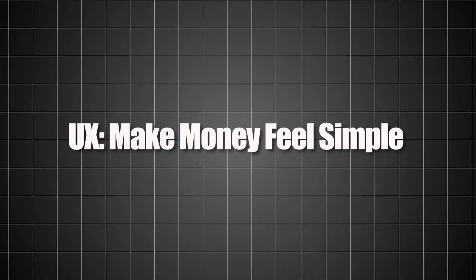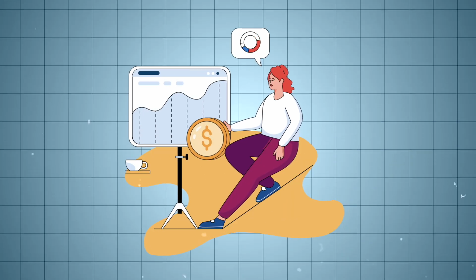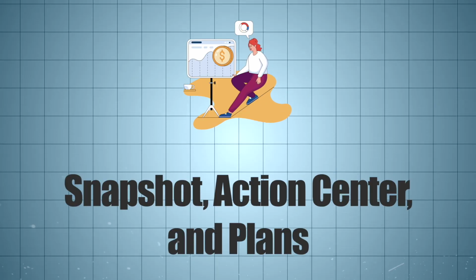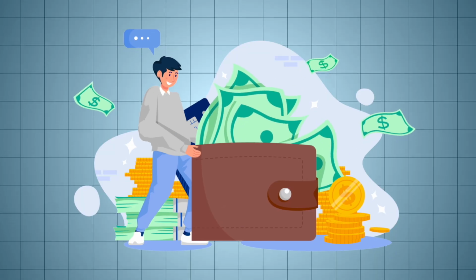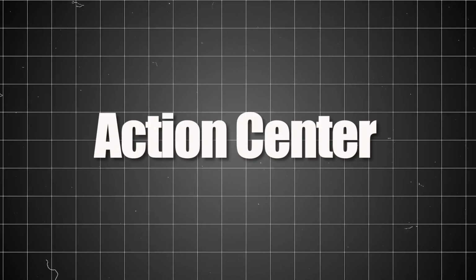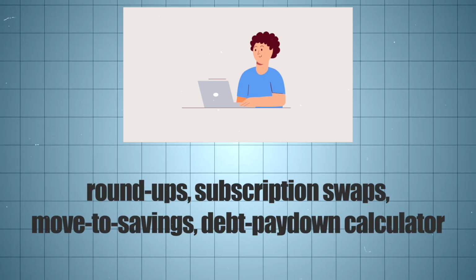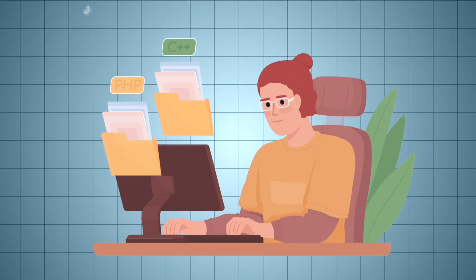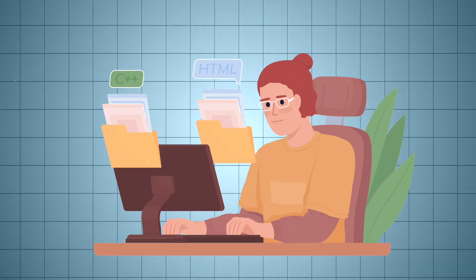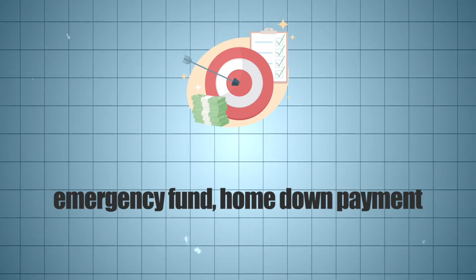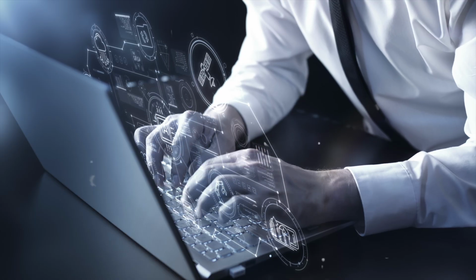UX, make money feel simple. Designed for quick wins, the experience centers around three screens: Snapshot, Action Center, and Plans. Snapshot: net worth, cash runway, and key alerts, bills due, overspending. Action Center: one-tap actions, roundups, subscription swaps, move to savings, debt paydown calculator. Every action explains the impact immediately. Plans: goal setup, emergency fund, home down payment, automated schedules, and coaching bundles.